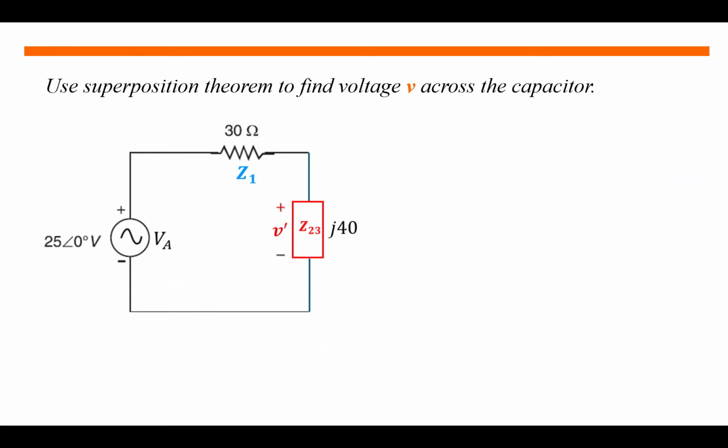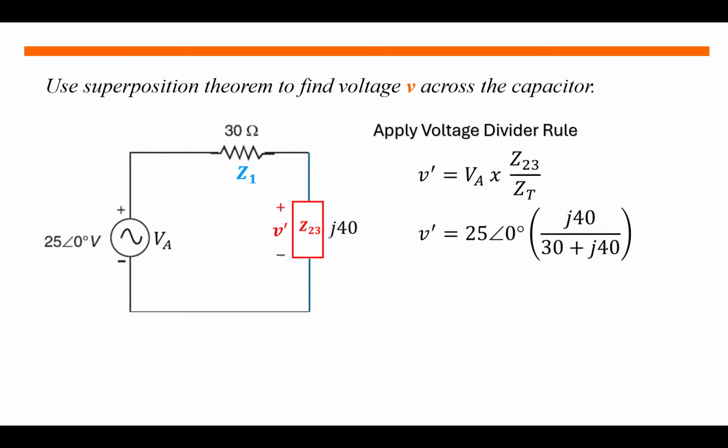Then, to find the voltage, we will apply the voltage divider rule. So V prime, let's call it V prime. So that is VA multiplied by the impedance 23 all over the total impedance of the two. So that is 25 angle 0 degrees multiplied by J40 all over 30 plus J40, and we will get 20 angle 36.87 degrees volts for V prime, considering the voltage source V sub A.